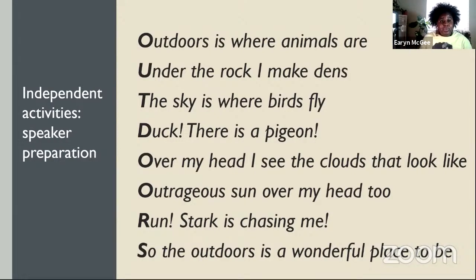And so one of the girls wrote an acrostic poem, and she said, "Outdoors is where the animals are. Under the rock, I make dens. The sky is where birds fly. Duck, there is a pigeon. Over my head, I see the clouds that look like outrageous sun over my head too. Run, Stark is chasing me. So the outdoors is a wonderful place to be."